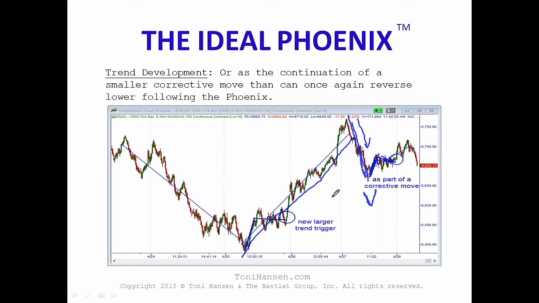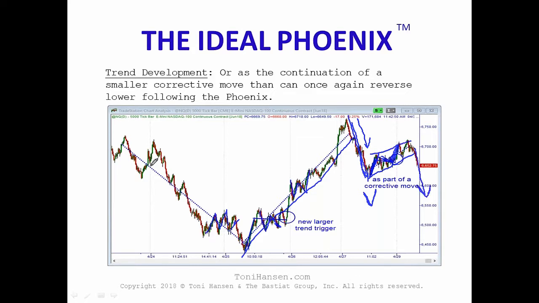As most of you guys are familiar with, we often see corrective moves that take place where you get a 2-wave correction and then you get a continuation of a larger trend, right? I know a lot of you have heard talk about that. This is a good example down here. You get a 2-wave correction and then the trend continues. 2-wave correction, trend continues. 2-wave correction, in this case, a little bit of head and shoulders, the trend continues. So this is something where you will see that Phoenix taking place, but it's on a much smaller time frame. So it will be part of this corrective move that can then lead to a continuation of the downtrend.